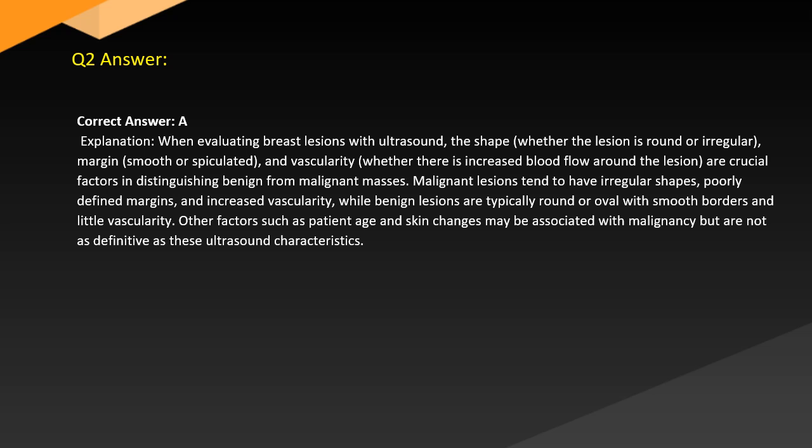Answer. Correct answer A. Explanation. When evaluating breast lesions with ultrasound, the shape, whether the lesion is round or irregular, margin, smooth or spiculated, and vascularity, whether there is increased blood flow around the lesion, are crucial factors in distinguishing benign from malignant masses. Malignant lesions tend to have irregular shapes, poorly defined margins, and increased vascularity, while benign lesions are typically round or oval with defined borders and little vascularity. Other factors such as patient age and skin changes may be associated with malignancy but are not as definitive as these ultrasound characteristics.